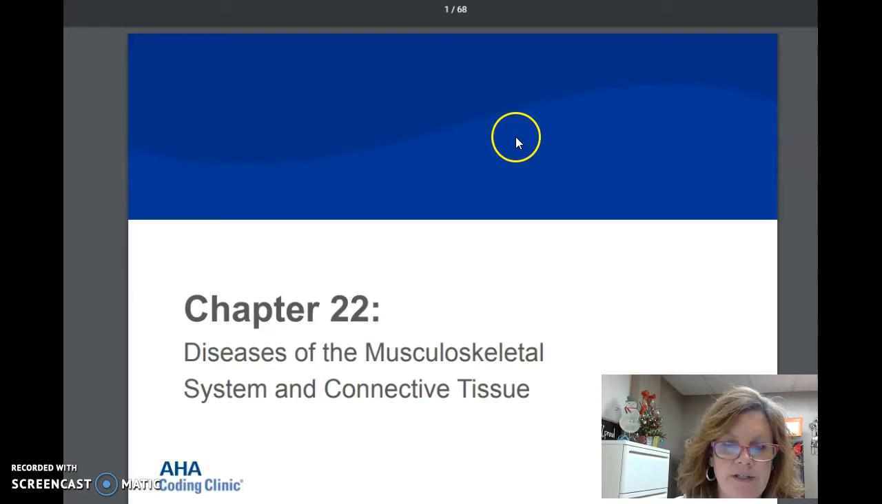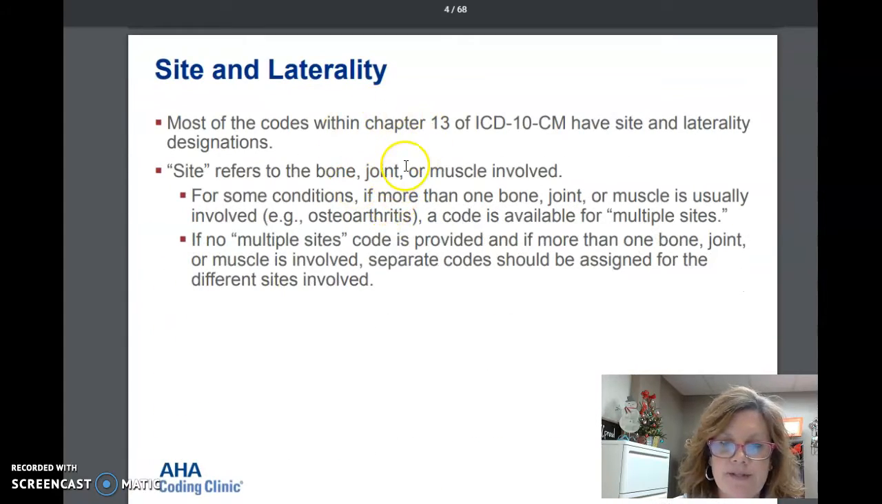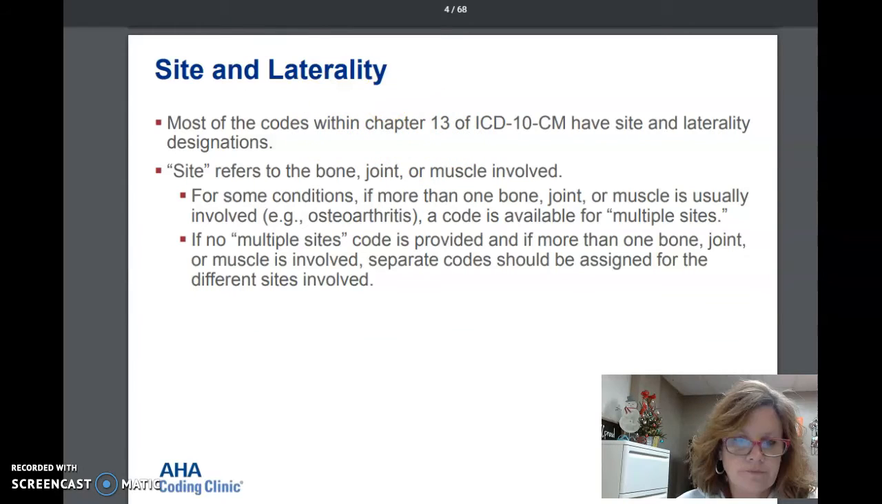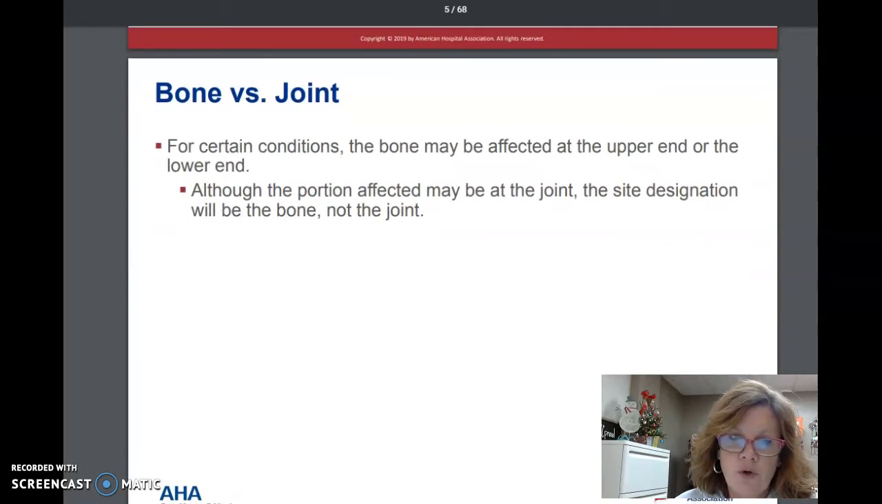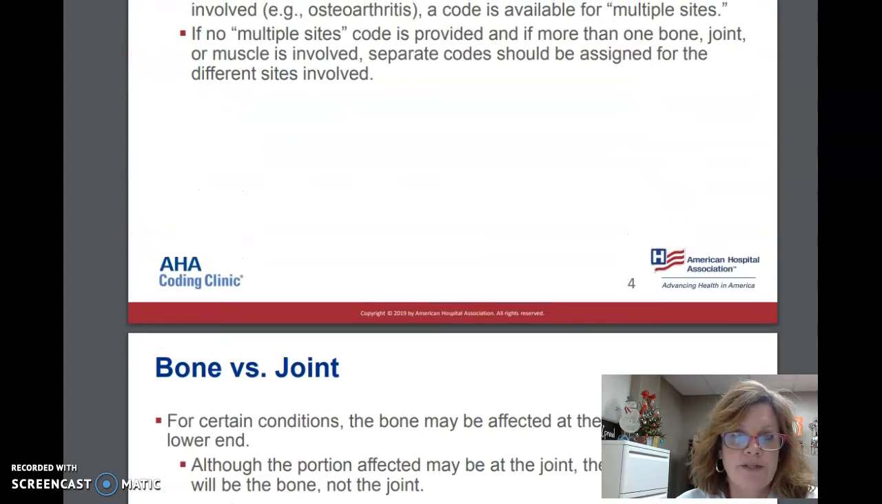Let's go ahead and get started with the musculoskeletal system. So again, different things. We'll look at arthritis, myelopathy. So the biggest thing in musculoskeletal, make sure we know the site and laterality. Left, right, what bone. Okay, bone versus joint. So again, the bone may be affected at the upper end or the lower end, although the portion affected may be the joint. So again, at this point, the site designation will be the bone, not the joint.